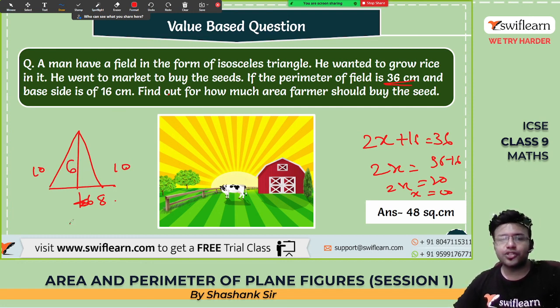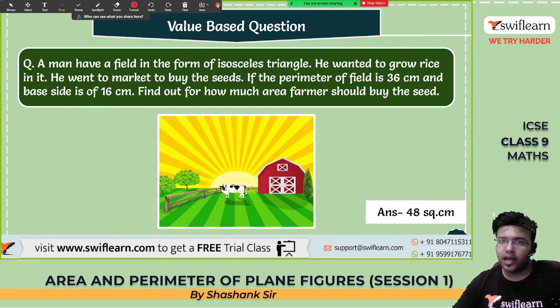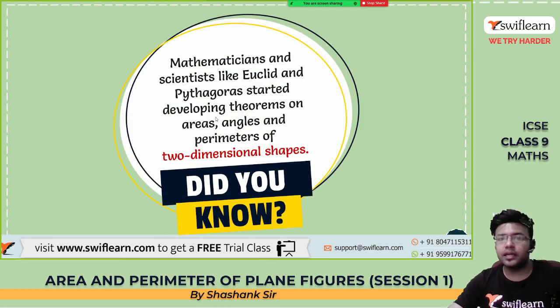So area of the triangle is half base into height. Base is 16, sorry, half base is 8, total base is 16. So half into 16 into 6. 2 eights are 16, 8 sixes are 48. So 48 square centimeter is the answer, the area of the field.